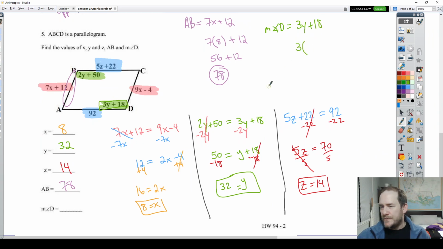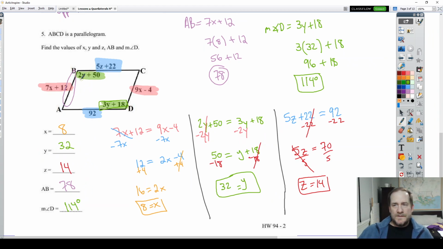So you just substitute in for y. We found that y is 32, so in goes a 32 plus an 18. This is 96 plus an extra 18. So adding that up, you get 114. And those are degrees because we're solving for an angle. So it's 114 degrees. There you go. That's number 5. And that's many of the rules of parallelograms that you need to know.